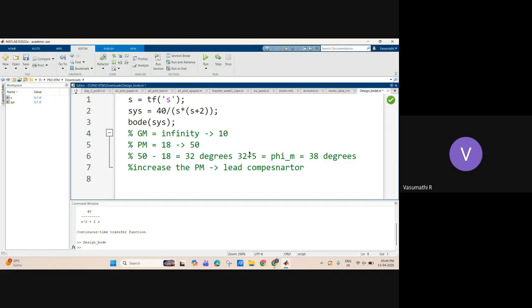So now, the relation between your phi m that you found so far and the alpha in your lead compensator can be represented using the formula below. That is, sine of phi m is equal to (1 minus alpha) divided by (1 plus alpha). Compensator, the spelling is wrong. Okay, that's fine. That you understood is 1 minus alpha divided by 1 plus alpha.